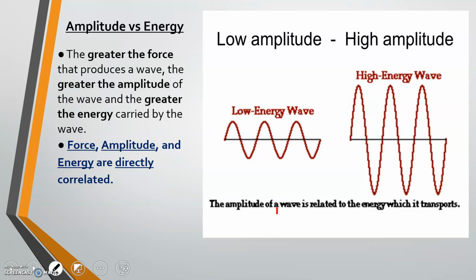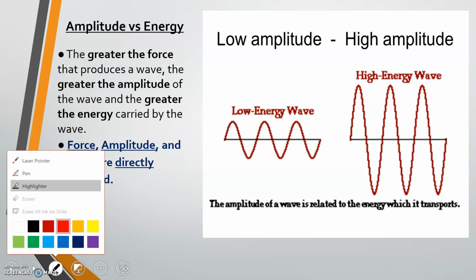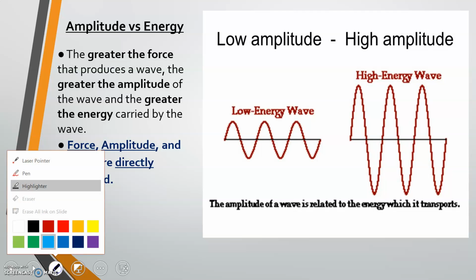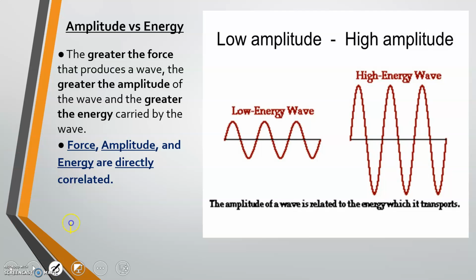Next property to analyze is amplitude and energy. So the greater the force that you use to produce whatever wave that you're focusing on, the greater the amplitude that the wave is going to have. And the greater the amplitude, that means the greater the energy. So force, amplitude, and energy are all directly correlated. So what that means is, if you apply a lot of force, then you're going to have a really high amplitude. And if you apply a really high force to get a high amplitude, that means you have a lot of energy.